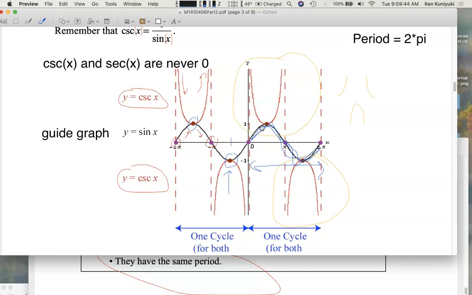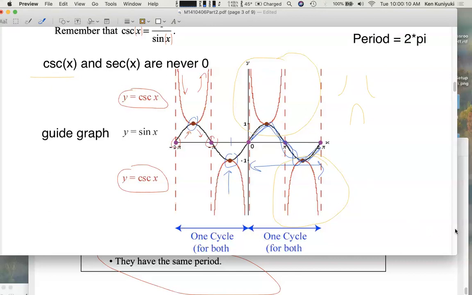But this here will count as our fundamental cycle, where we start with an up u here and then a down u here, because remember, our basic fundamental cycle for sine of x starts at the origin here. We're going from 0 to 2 pi. So our fundamental cycle for y equals cosecant of x will consist of this up u, this down u, and the three VAs in the vicinity at x equals 0, pi, and 2 pi.